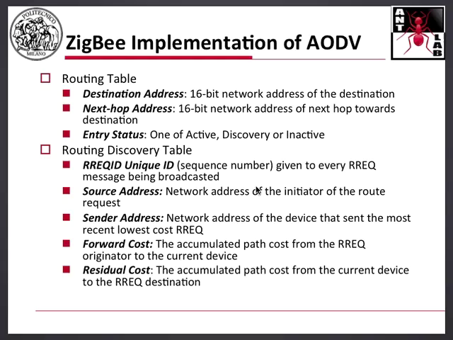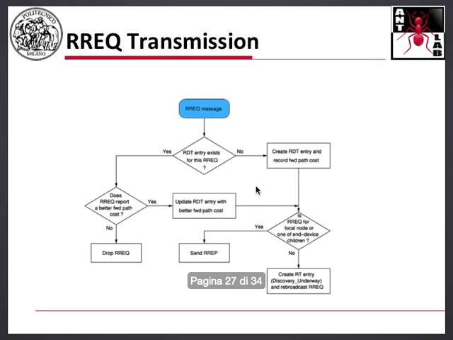So that's the building blocks for the AODV routing, okay. Let's see how these building blocks are used. Suppose that we are in the route discovery phase. So we are sending out a route request, and a route request message is received by some device, okay.